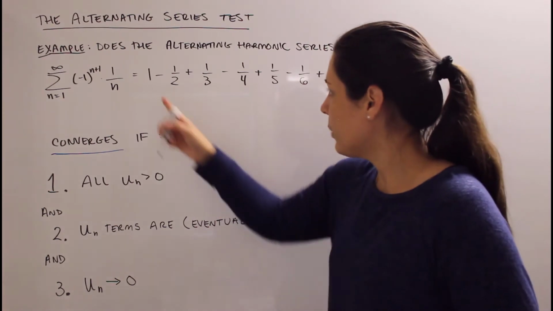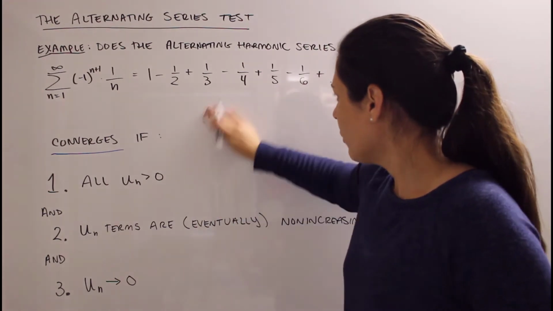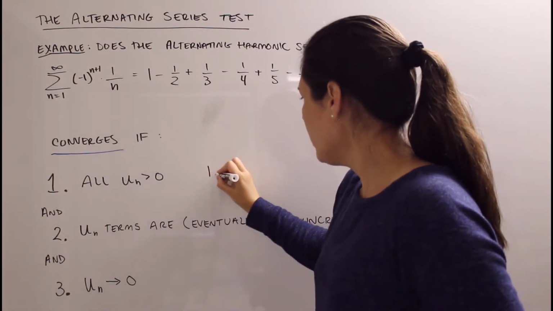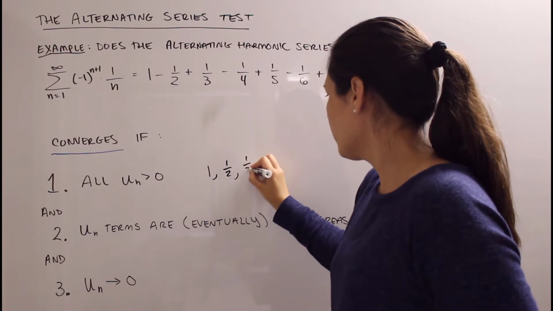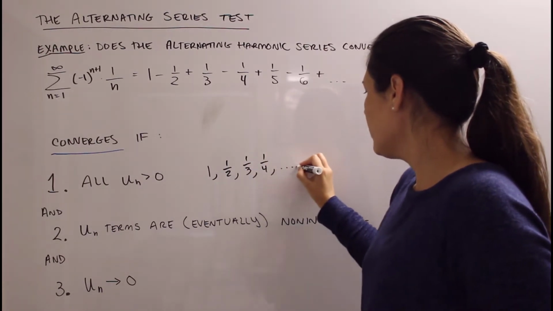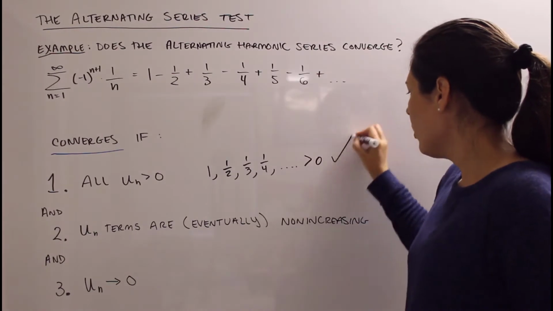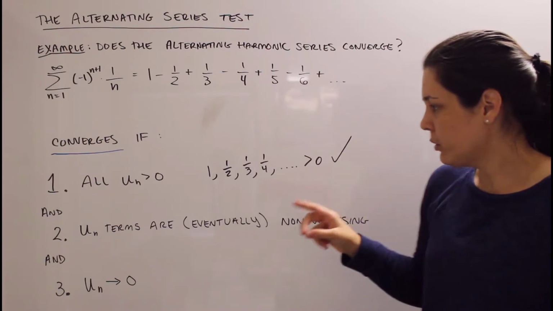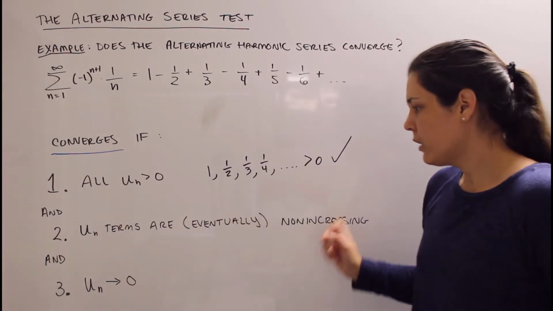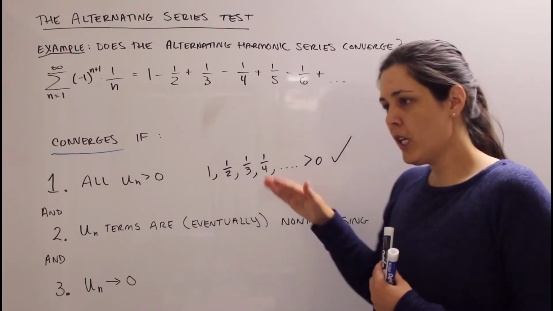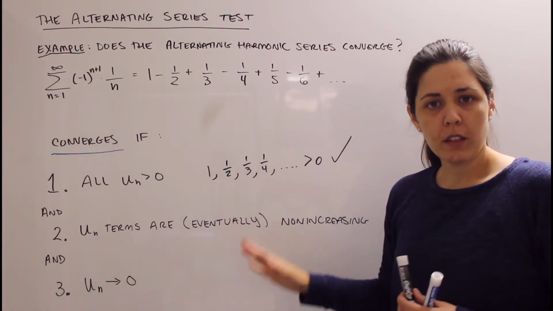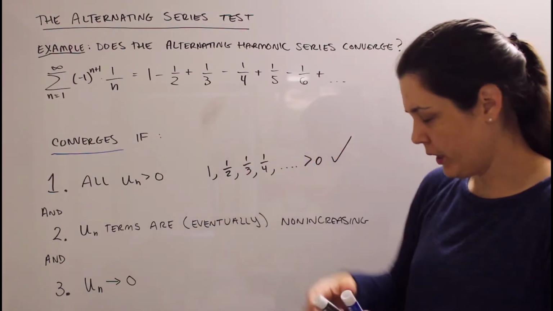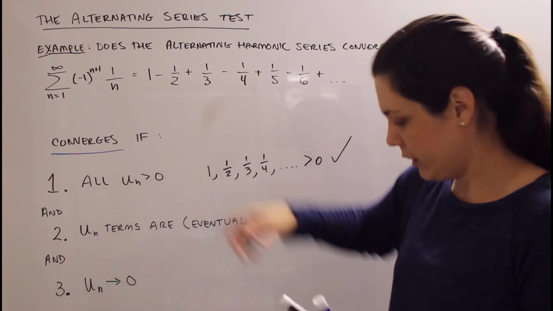So for us, let's just list this out. I already wrote part of the terms, but term 1 would be 1. Actually, I'll write it down here next to bullet number 1. So term 1 is 1, term 2 is 1/2, term 3 is 1/3, term 4 is 1/4, and so on and so on. They are all greater than 0. So yes, number 1, good. All right, number 2, are the terms eventually non-increasing? Are they eventually staying the same or eventually decreasing? As long as they're not getting bigger.